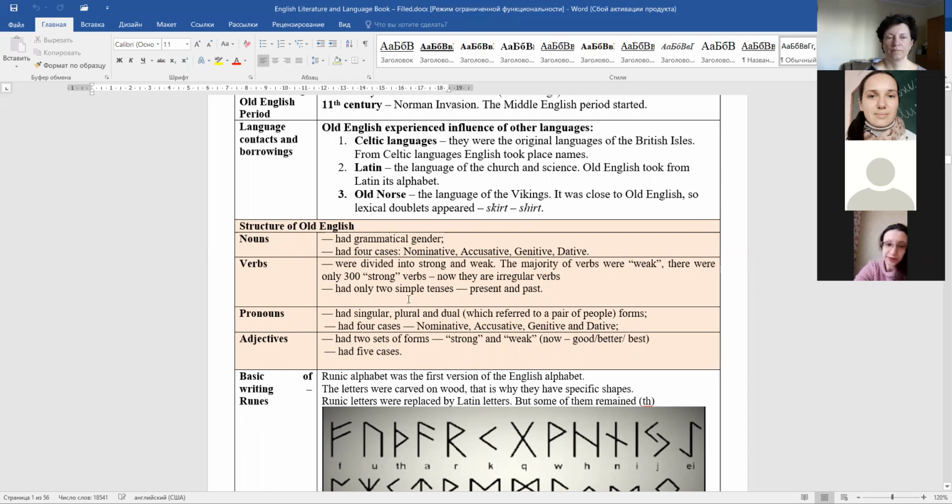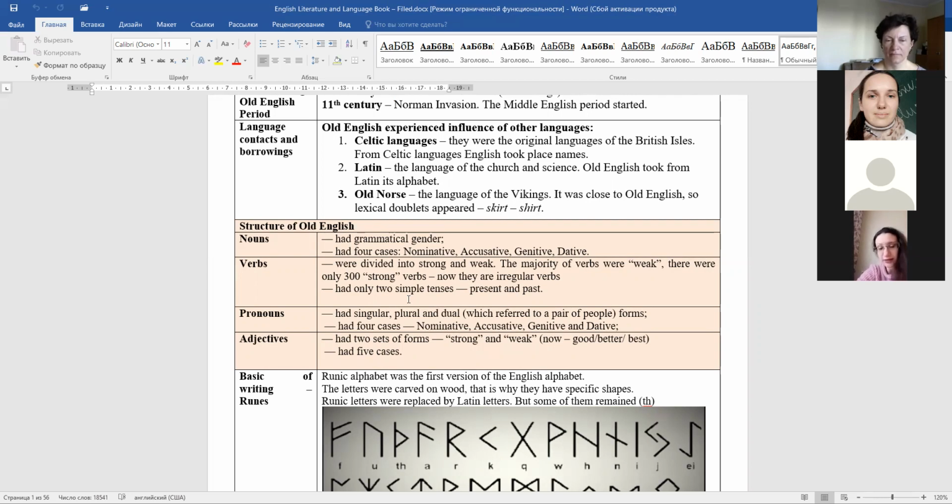The structure of Old English had such parts of speech as nouns, verbs, pronouns, and adjectives. Nouns had grammatical gender and 4 cases: nominative, accusative, genitive, and dative. The verbs were divided into strong and weak. The majority of verbs were weak. There were only 300 strong verbs. Now they are irregular verbs.